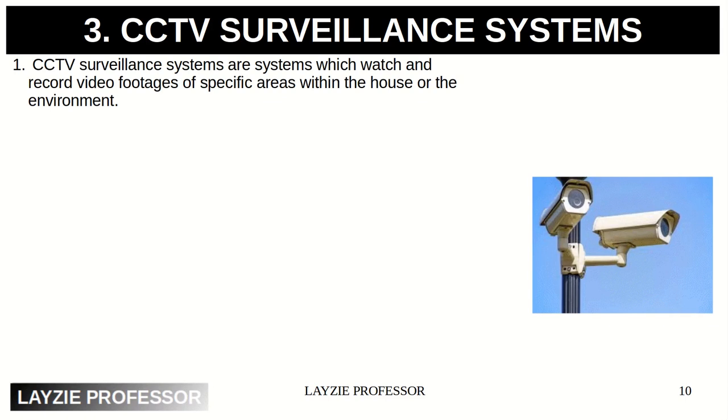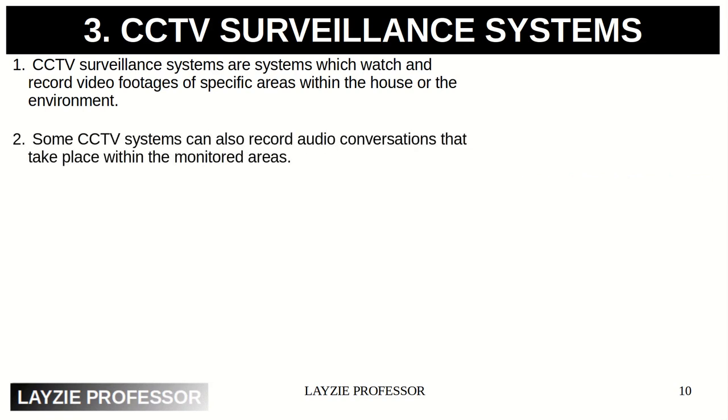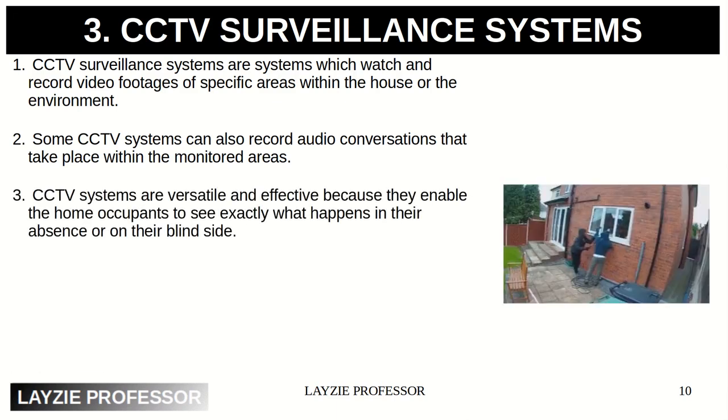CCTV surveillance systems are systems which watch and record video footage of specific areas within your house or within the environment. Some CCTV systems, in addition to recording the video, can also record audio conversations that take place within the monitored areas. These systems are versatile and effective because they enable the home occupant to see with their own eyes exactly what happens in their absence or in their blind side.